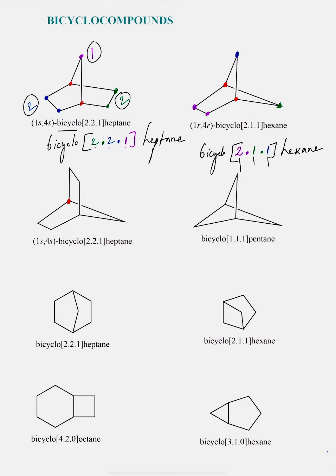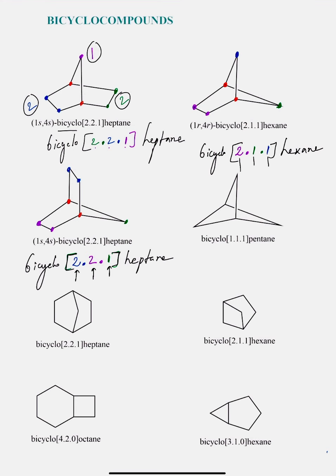2 bridgehead carbons. There are 2 carbons attached on this side. There is 1 green carbon here, and there are 2 blue carbons on the top. So the name is 2 for blue, dot, 2 for purple, dot, 1 for green in the square brackets. And let me write the square brackets in black. Bicyclo in the beginning because it is a bicyclo compound. And then the total number of carbons: 2 plus 2 plus 1 is 5, plus 2 bridgehead carbons, 7. So it's heptane.